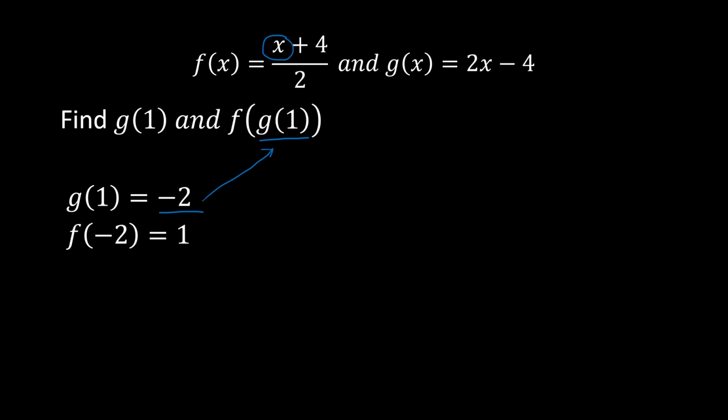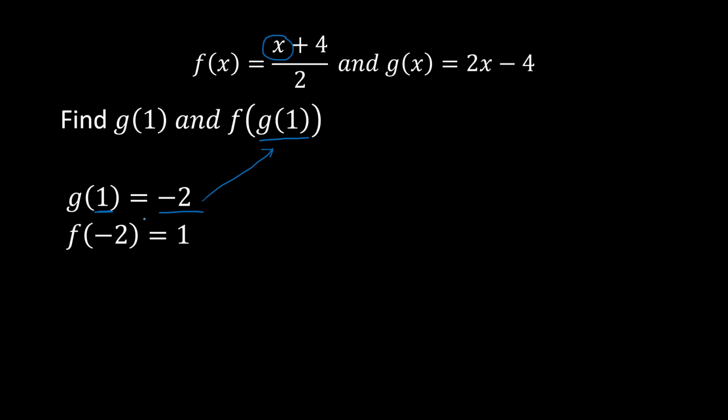Now let's take a moment and see what just happened. We started with a 1. We plugged a 1 into the g function and got out a negative 2. Then we plugged the negative 2 into the f function, and we got back out a 1.